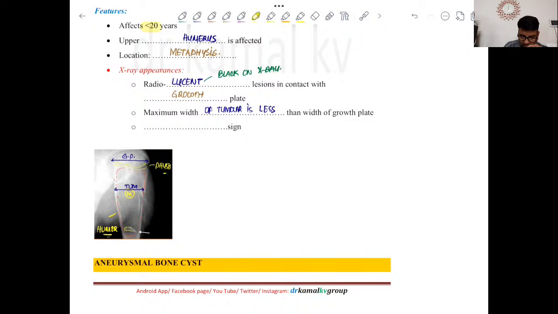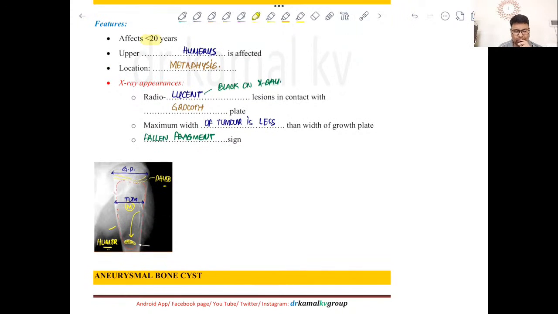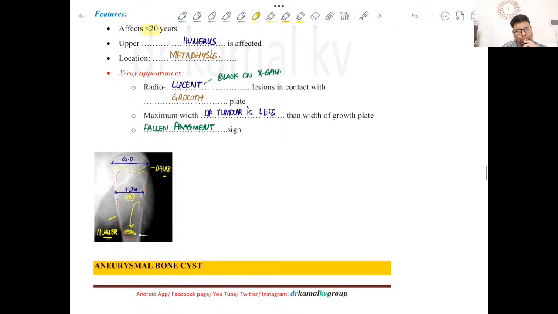And lower in the cavity of the cyst, you can see a fragment of the cortex which is broken and fallen down. So this is known as the fallen fragment, or at times fallen leaf sign. So this is the fallen fragment sign. A part of the cortex has broken and it is lying in the floor of the cyst. So this is a simple bone cyst, and I think this is the simplest explanation for this entity.